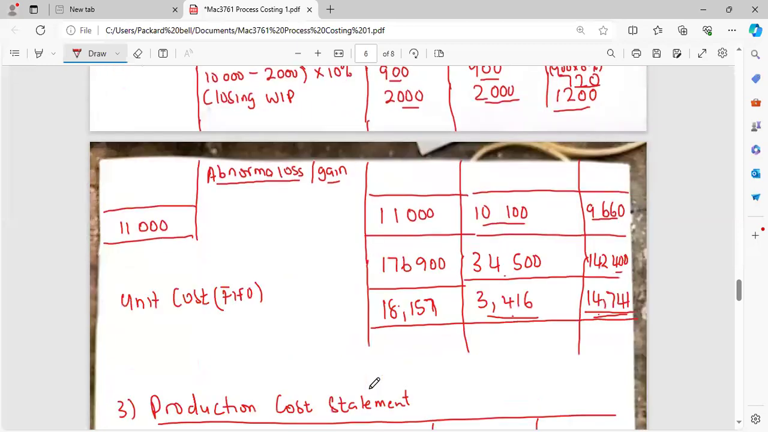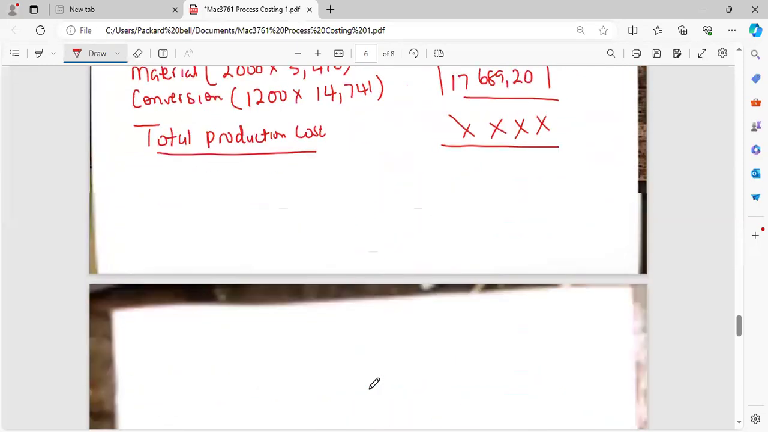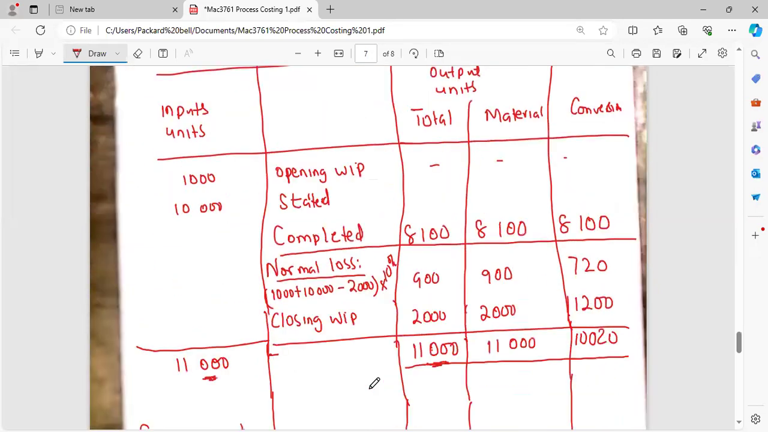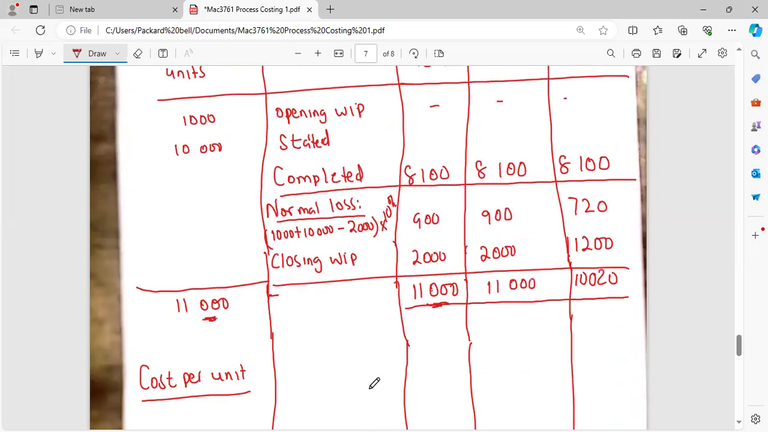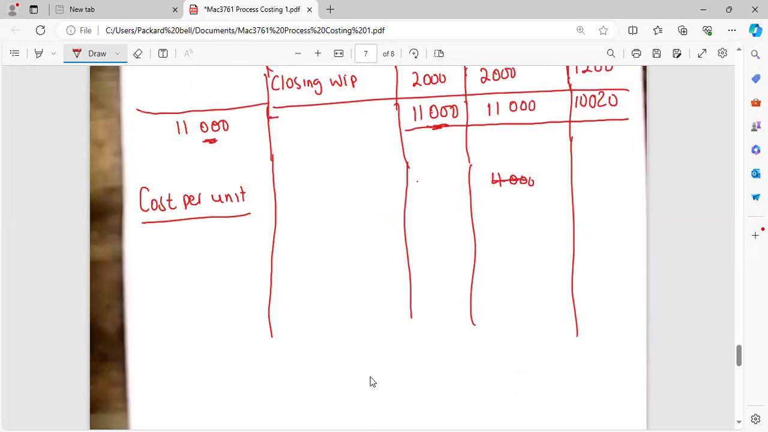Already we have opening, we say it's 4 plus... So our total is going to be, here we have material is 4,000. Let me put it properly. So we have opening, in terms of material we have 4,000. In terms of conversion we have 6,000. All in all is 10,000.